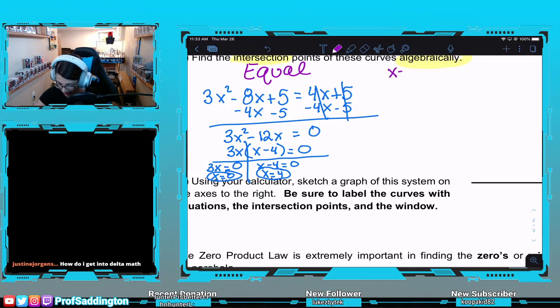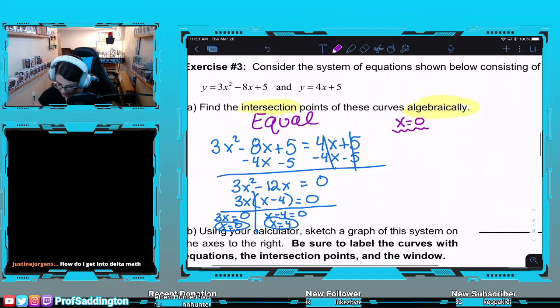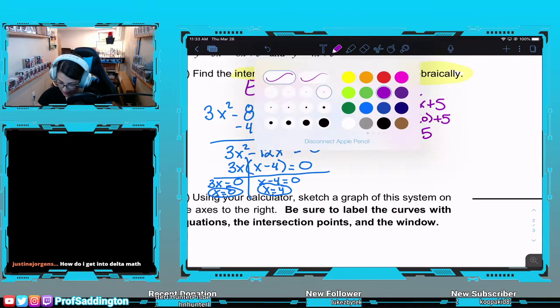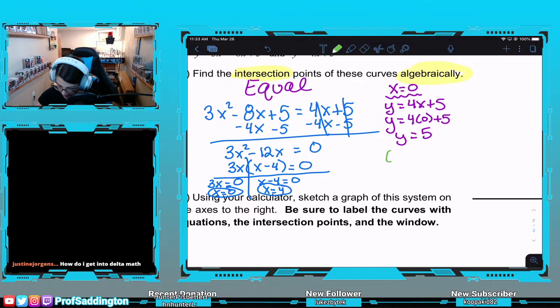So we have to check when x equals 0. What was my original line? We have y equals 4x plus 5. Okay. So we have y equals 4 times 0 plus 5. So y equals 5. So therefore that point is the point 0 comma 5. So they both will intersect right there at 0 comma 5.